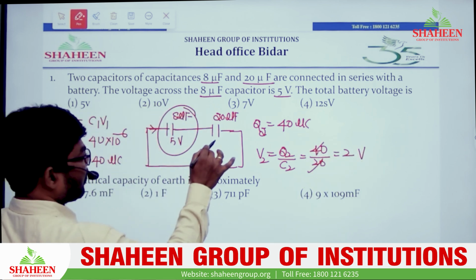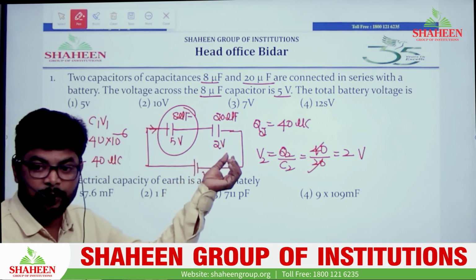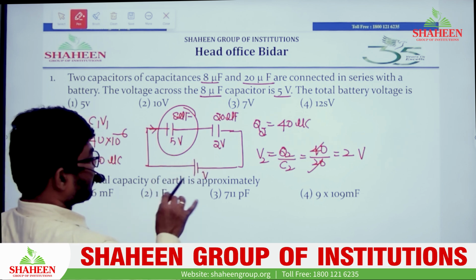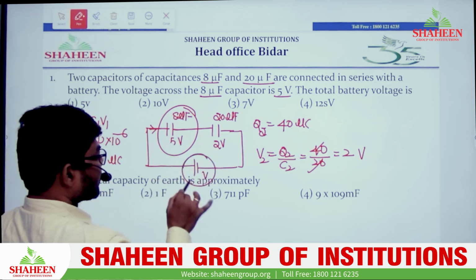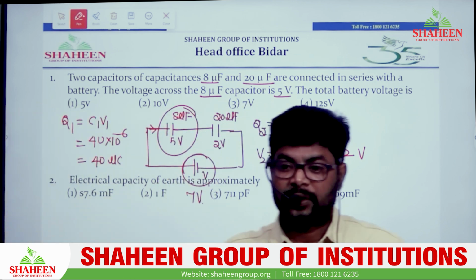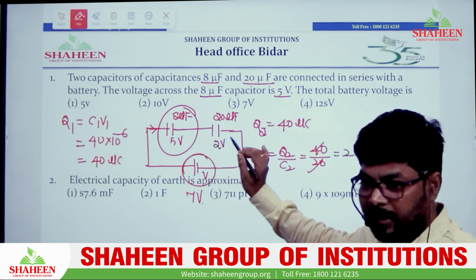What is the potential on second capacitor? 2 volts. The potential on second capacitor is 2 volts. So when potential on second capacitor is 2 volts, it is series combination, 5 plus 2. So the main supply voltage is 7 volts. So dear students, please check it. इसमें से series combination का पूरा clarity picture मिल गया.